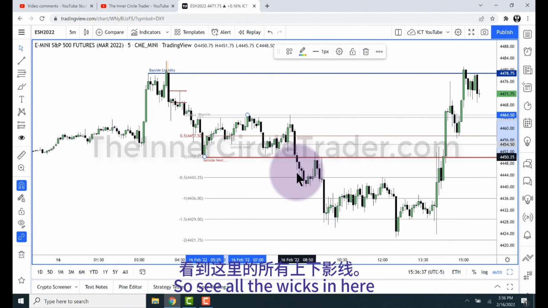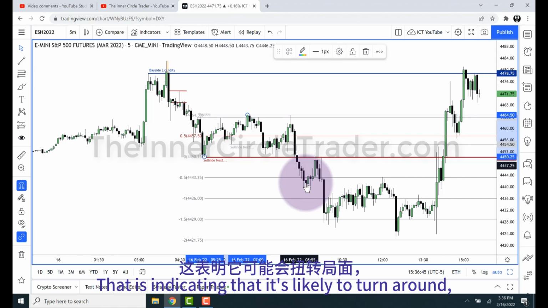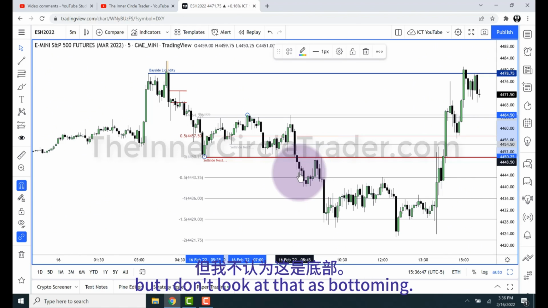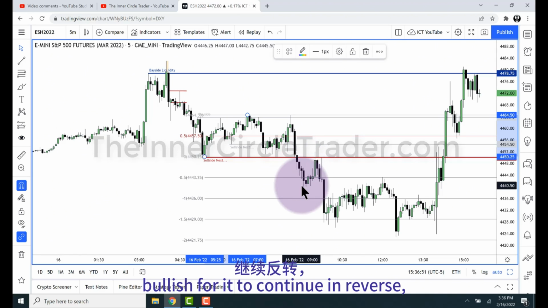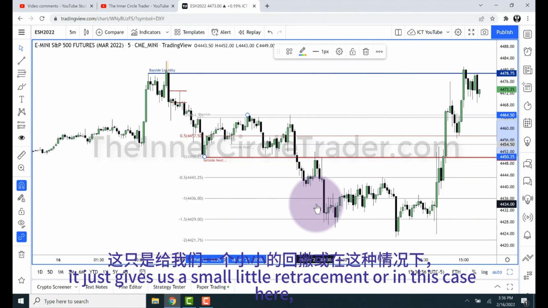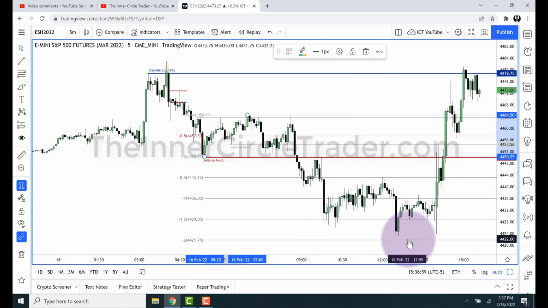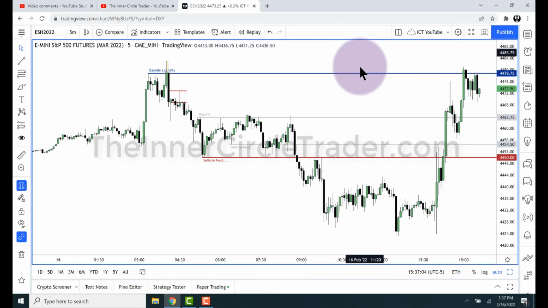So see all the wicks in here? Down, up, down, up, down, up, down, up. That is indicating that it's likely to turn around, but I don't look at that as bottoming. A lot of traders see that as bullish for it to continue and reverse, go the other way. And it just gives us a small little retracement, or in this case a consolidation, right before another dump lower. So I'm going to take this fib off. It's accomplished the method here.